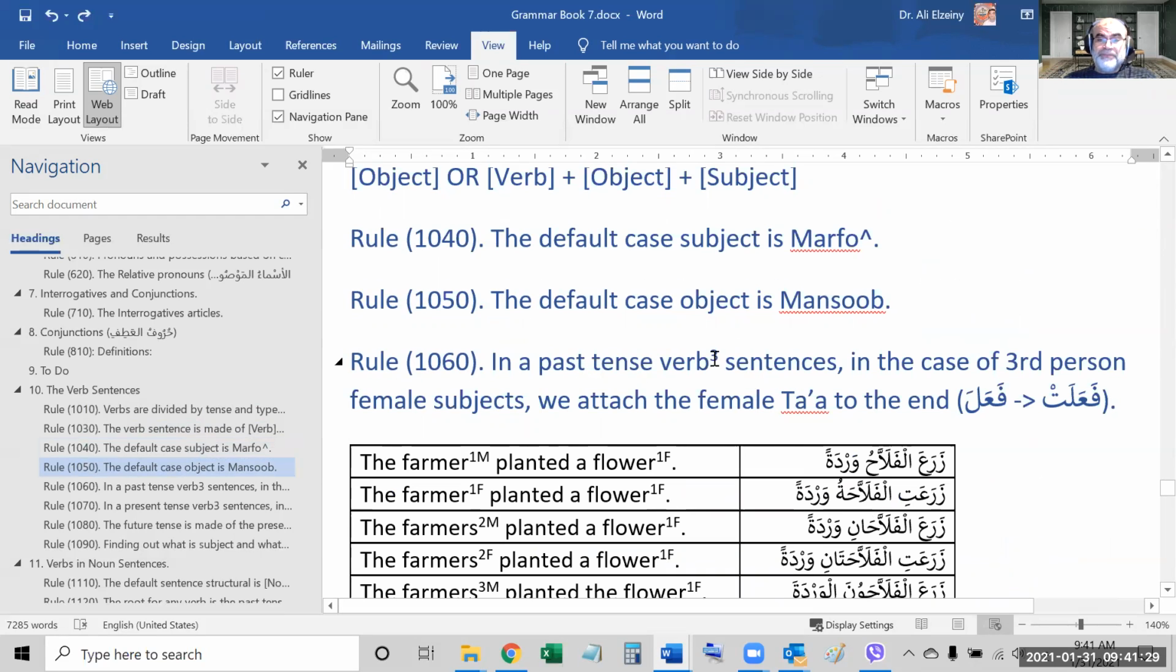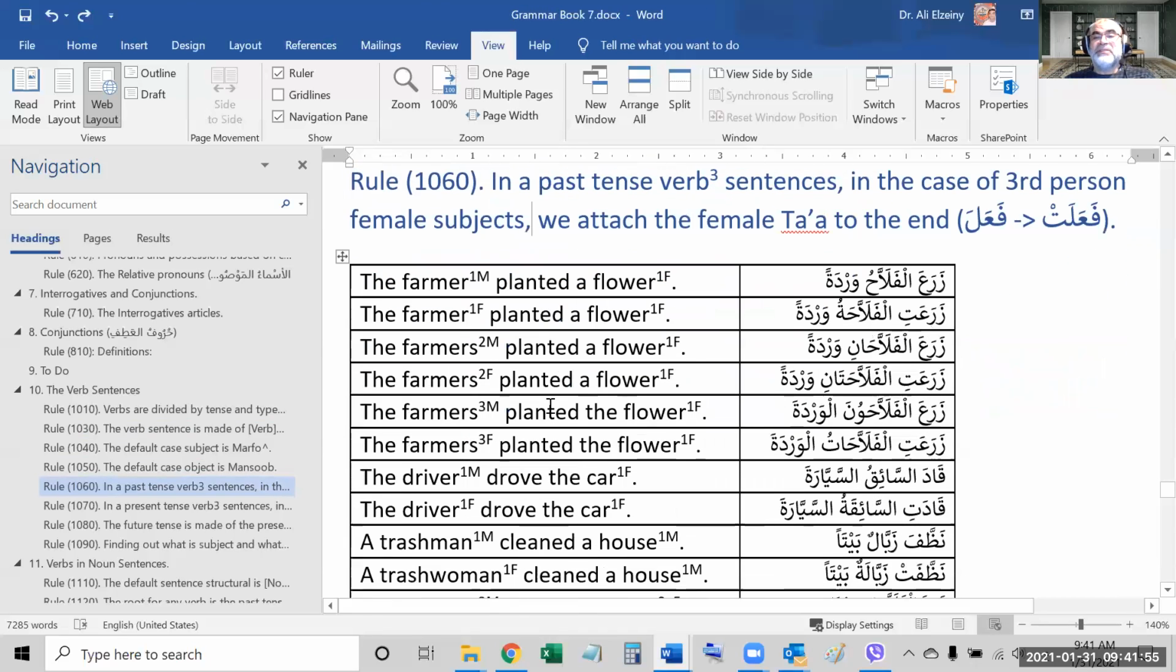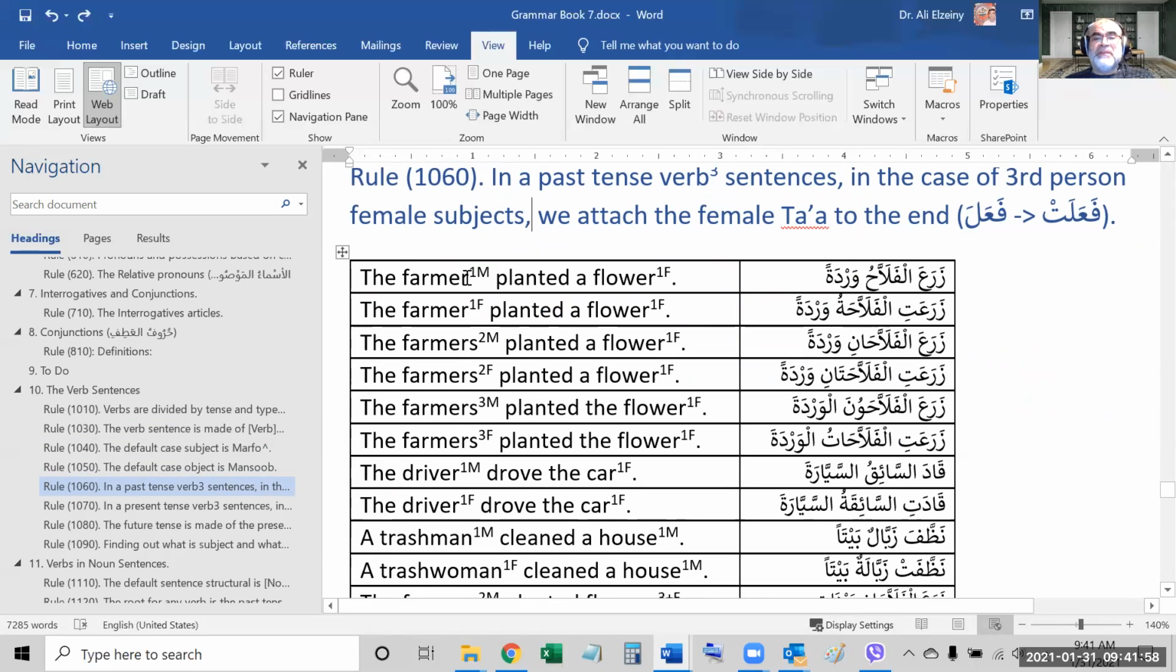In the past tense verb, 3 here means third person. So when you say verb 3, it means third person. When you say verb 1, then it's first person. Verb 2 is the second person. So in the past tense verb sentence, in the case of third person female subjects, we attach a ta to the end. Okay, so the farmer, which is one male, planted a flower, and flower is a female word in Arabic, a female noun. There's a difference between female noun and female name. Flower here is a female noun. So, okay, this is how we do it.